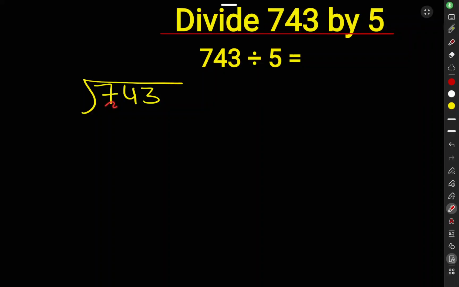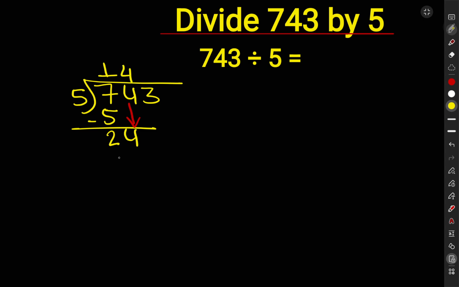Here we divide 743 by 5 in a long division method. 5 times 1 is 5. On subtracting we get 2. So now we put down this 4 and it is 24.